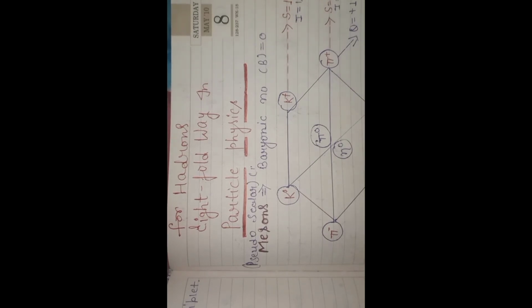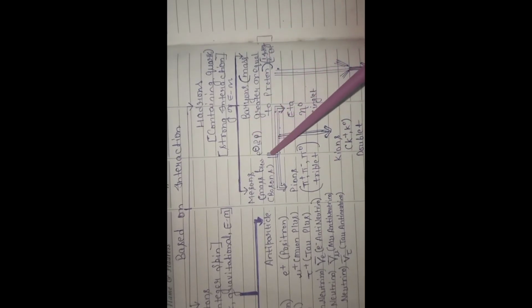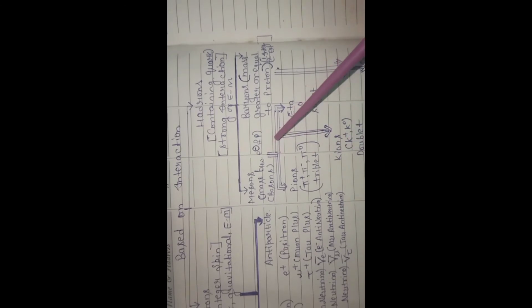Before starting my lecture, once again I suggest you all please go to my first video, the classification of elementary particles, because without this you can't learn particle physics. If you know this chart, then you will categorize that okay, these particles are mesons and the baryonic number for these particles equals 0, etc. So please remember this chart.